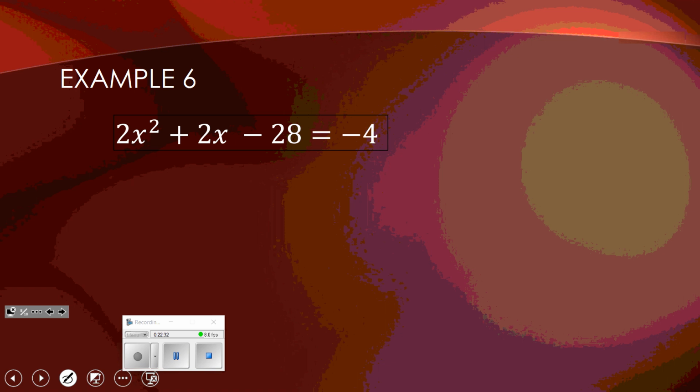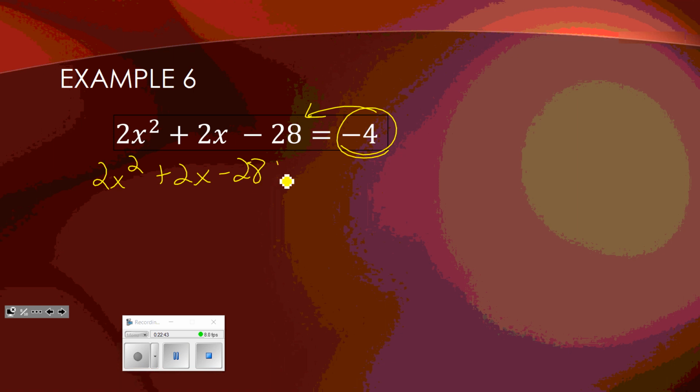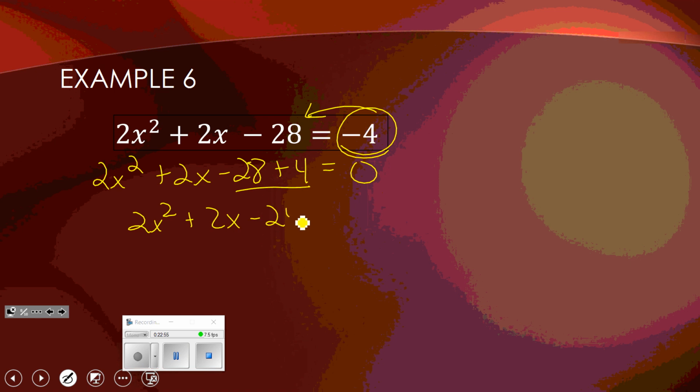You need to move the negative 4 over. So when you move this over, what needs to happen before you can factor it? You got to combine your like terms. So 2x squared plus 2x minus 24. Then what?